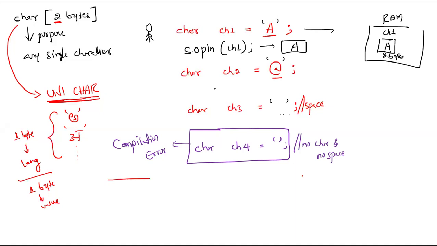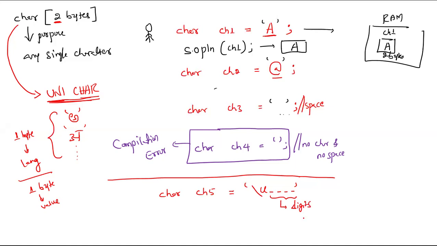So, using this char type, some different variable. I'm using ch5 equals, in single quotes, a backslash u for universal character, small u, followed by any 4-digit combination. These 4 can be any combination of digits and alphabets A to F, A, B, C, D, and so on up to F. So that could be the combination.